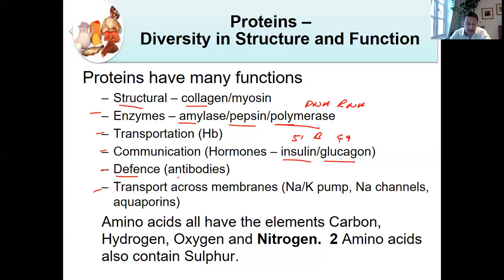Proteins have a big role in defense, again, specificity, because you've got antibodies. And the specific part here is the variable part on the end of the antibody, which is complementary only to one antigen. Again, concept of tertiary structure and specificity and things being complementary. Transporting things across membranes, so sodium-potassium pump powered by ATP. This is important in establishing the ion concentration across axons.